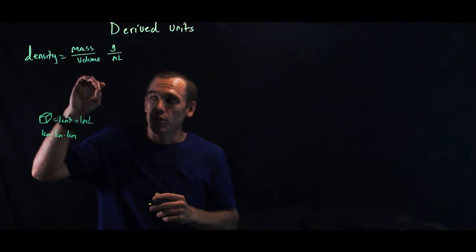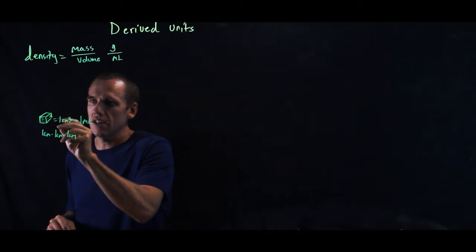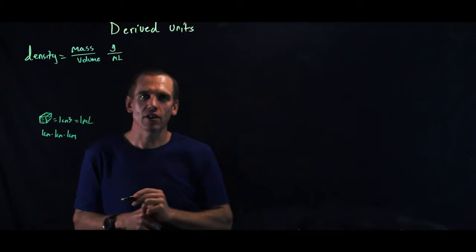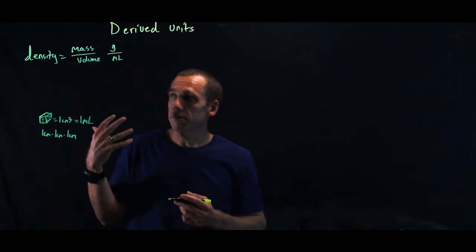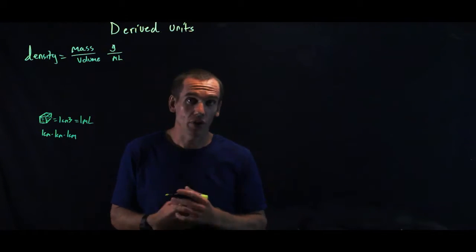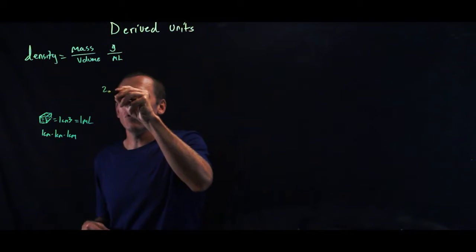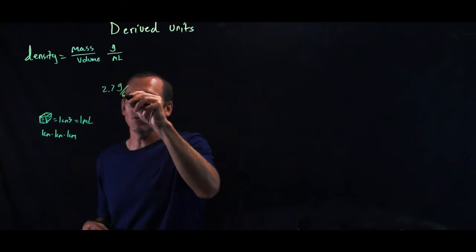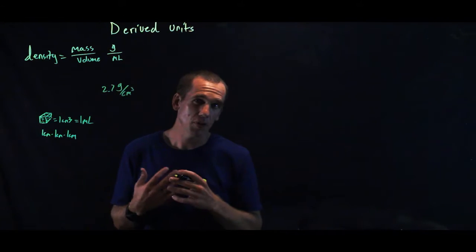But when I start going with density, now I want to know how much stuff actually fits inside this box. How much matter can I cram in there? And it's different for different materials. But let's say we're dealing with aluminum. Aluminum has a density of about 2.7 grams per cubic centimeter. What if I want that in kilograms per cubic meter?